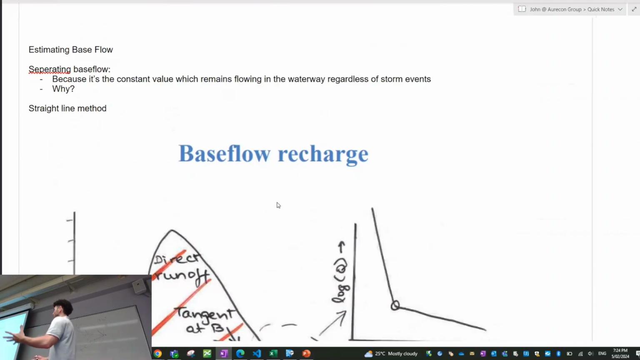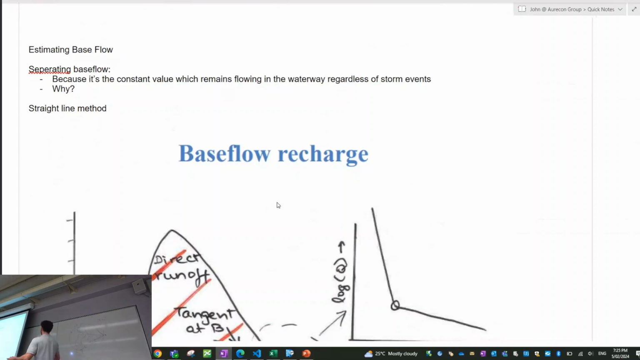So base flow recharge. As I said, the base flow is the amount of water that's flowing through the stream. Recharge, what does recharge mean? Refilling the water. Refilling it. Okay, so soil mechanics. How fast does water flow through soil? Fast or slow? Give me a qualitative answer.